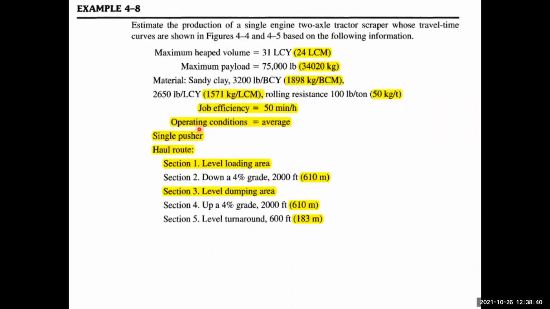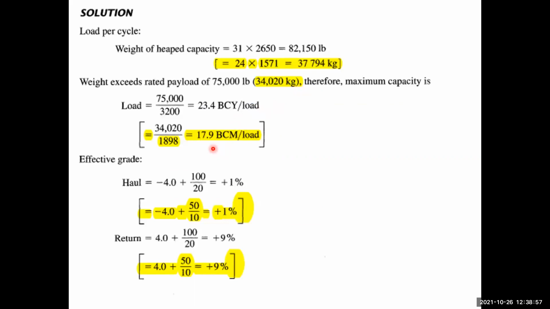1898. What is 1898? 1898 is the density in the bank cubic meter, 1898 kilograms per bank cubic meter. That will give us 17.9 bank cubic meters per load. So here we are doing the calculation in terms of the natural state of the material, that is, how many cubic meters in the natural state we are carrying.